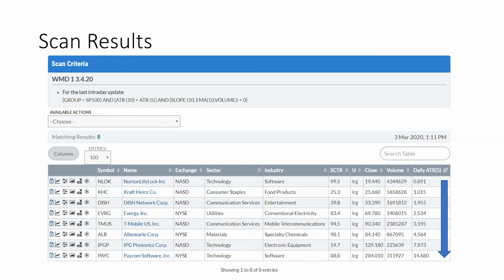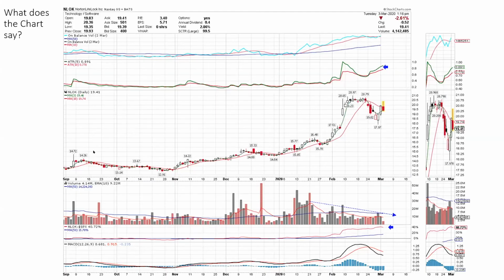And we have seen in the market of late almost a little split personality, with utilities and bond proxies increasing at the same time technology risk-on stocks would be increasing. Very, very interesting circumstances. Let's see what these particular stocks look like on their charts. Here we have Norton LifeLock.